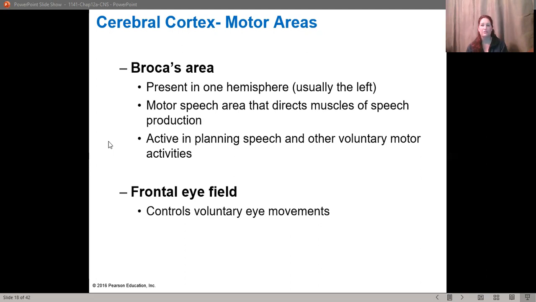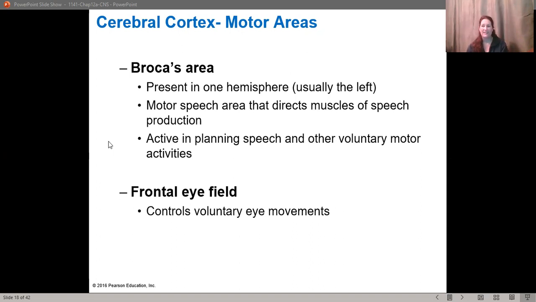Because of that contralateral control, if Broca's area is present in the left hemisphere, people are right-handed. That's about 90% of the population. In the other population, Broca's area is on the right side, and so they are left-handed. It is located in the frontal lobe because it controls the muscles for speech production.